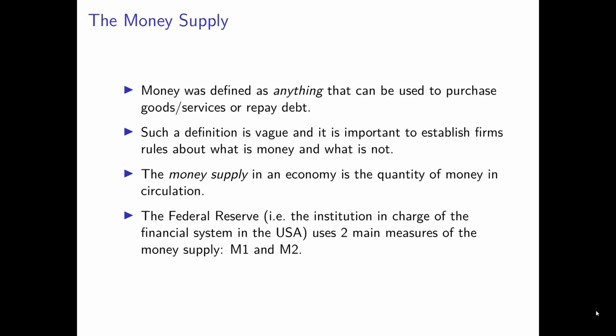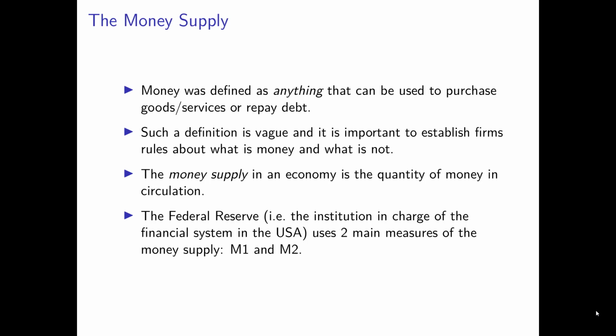So when we started the chapter, we said that money is anything that can be used to purchase goods or services or to repay debt. That's the definition that we give to money. But the problem with that definition, even though it is true, is that it is too vague. So it is important to establish firm rules about what money is and what money isn't.